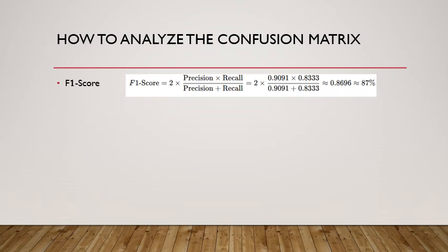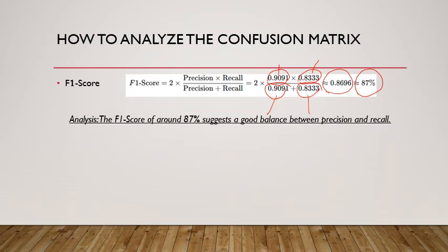And lastly, we have the F1 score. Substituting now the values, you will get decimal numbers instead of the percentage for this one. So we have here our precision and recall, and then we will get approximately 0.8696, so around 87%. This means that the F1 score of around 87% suggests a good balance between our precision and recall.